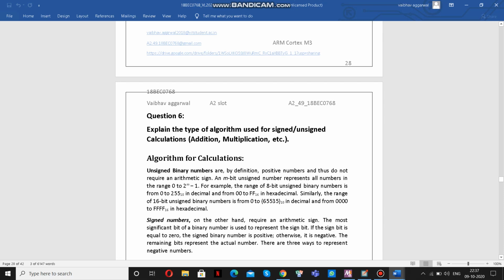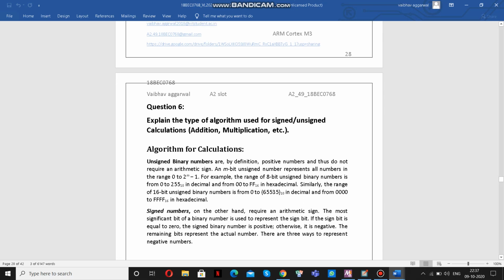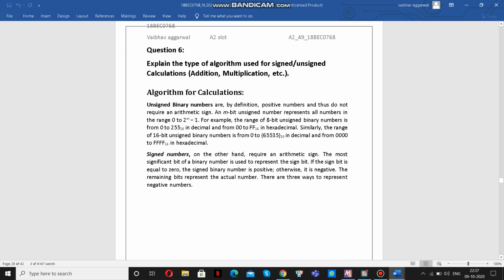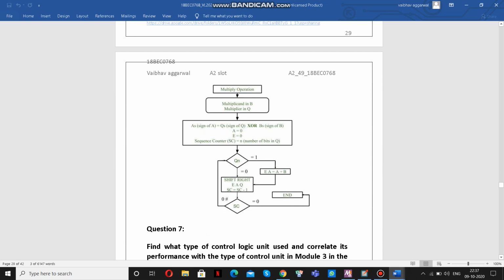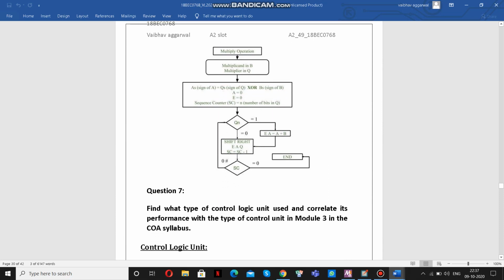The algorithm for signed and unsigned calculations, addition, multiplication, is as follows. This is the flow chart of the same. Multiply operation: multiplicand in B, multiplier in Q, XOR of the signs, A equal to 0, E equal to 0, sequence counter equal to n, the number of bits in Q. So this is how we defined it.